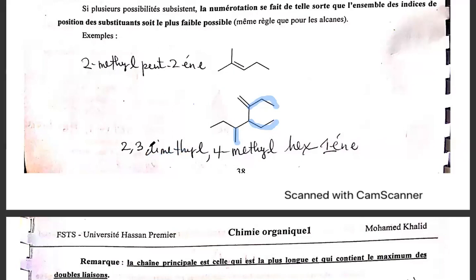We are calling them di. Sorry, this is not supposed to be methyl, it's supposed to be ethyl. Diethyl. At position number 4, you are supposed to put a hyphen here. Then at position number 4, you have 4-methyl. Then you end it with la chaîne principale. So the name becomes 2,3 diethyl 4-methyl hexane.